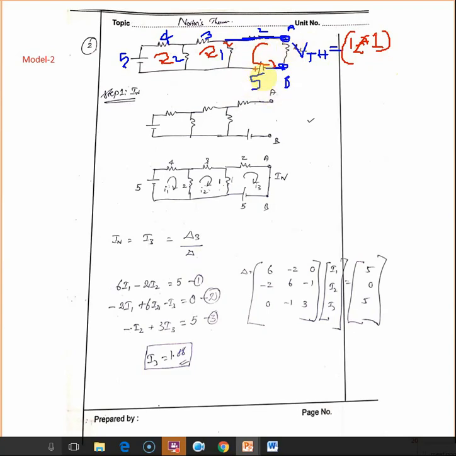In that one, plus with respect to minus means a plus voltage source. What is the voltage source value? 5. This is the method to find the VTH. VTH is equal to I2 into R plus 5 volts, that's all.